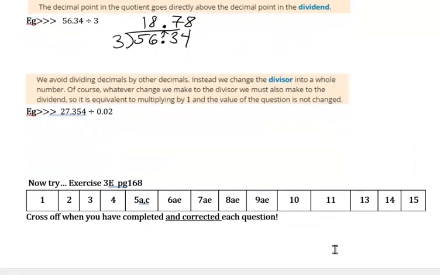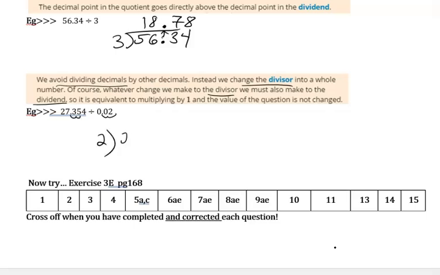Okay, and we want to avoid dividing by decimals. So we can do this kind of cool thing. To avoid dividing by decimals by other decimals, we want to get the divisor, which is this one here, to be a whole number. And of course, whatever we change in the divisor, we must reflect that in the dividend. So we're going to multiply by the same thing so we can get equivalence. So we're going to hop this 2 across and do the same thing in this one.